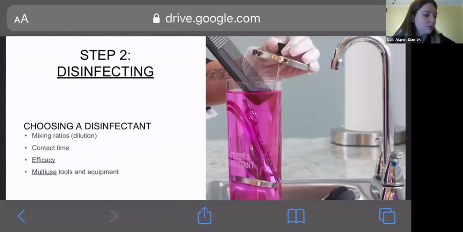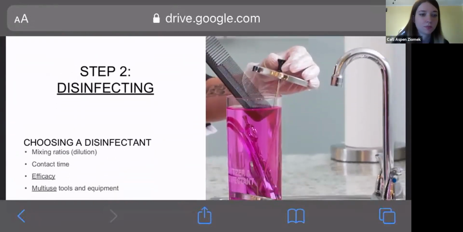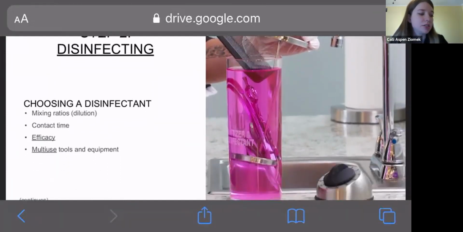And then there's a lot of different disinfectants that you can use. And with that one, you're really going to have to determine what you're trying to accomplish and how you plan on doing it. So some of them will have different mixing ratios, so how concentrated the chemical has to be. Some of them are really, really concentrated, so you'll need a little of them. Some of them are really not concentrated, so you add a lot of water to them.